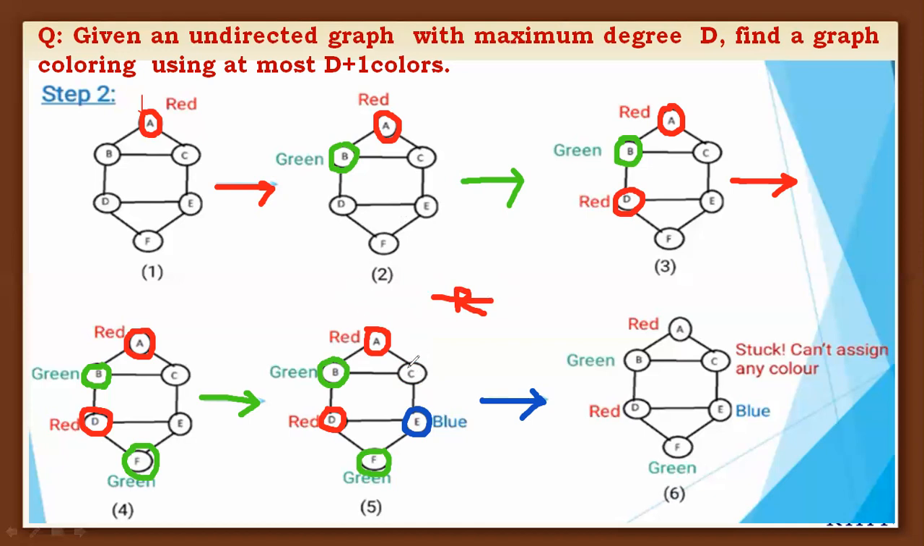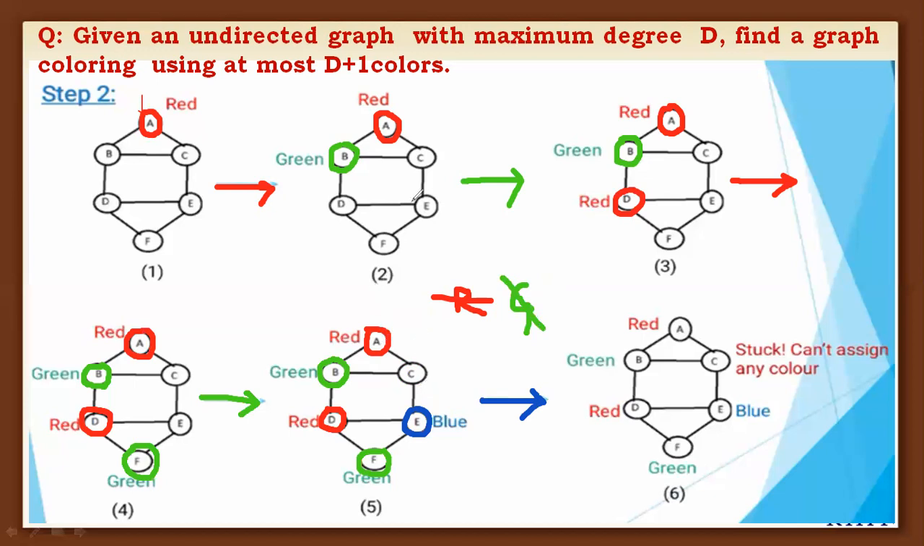Next, can I fill C with green? Let me see. If I color vertex C with green, what will happen? This is an edge. No two adjacent vertices can be filled with the same color. So green color is also not possible to fill. Hence, do not apply green color for C. So green is also not possible.